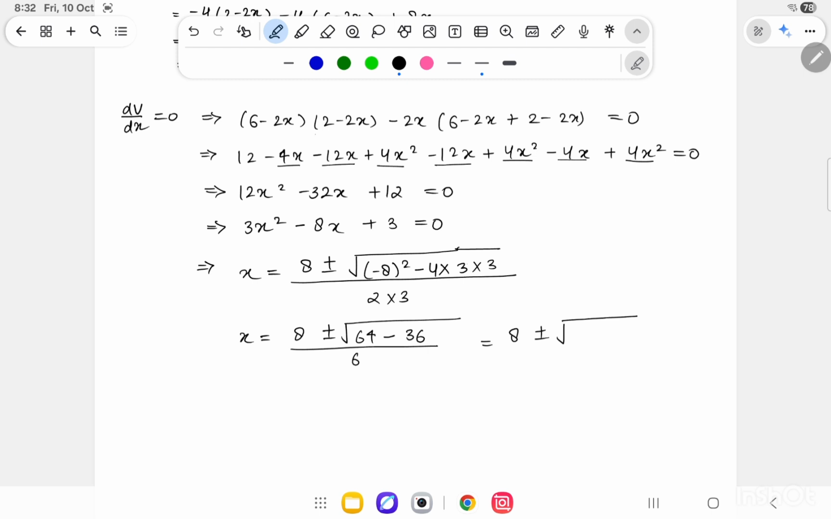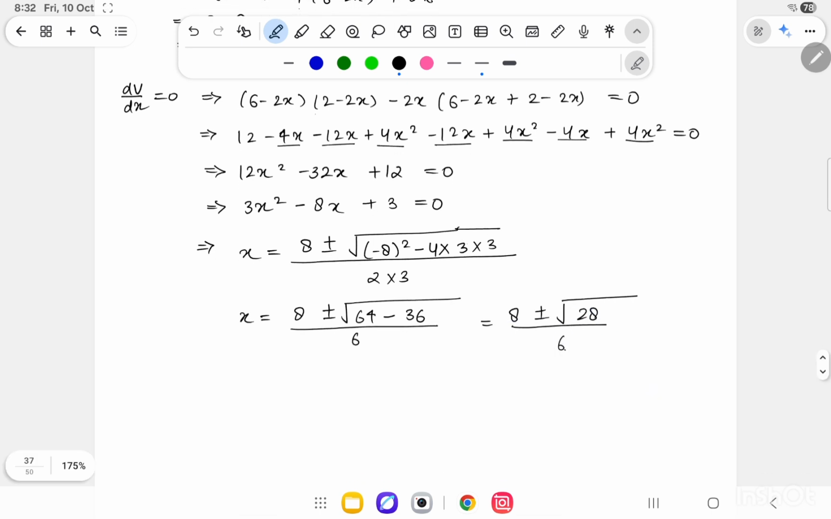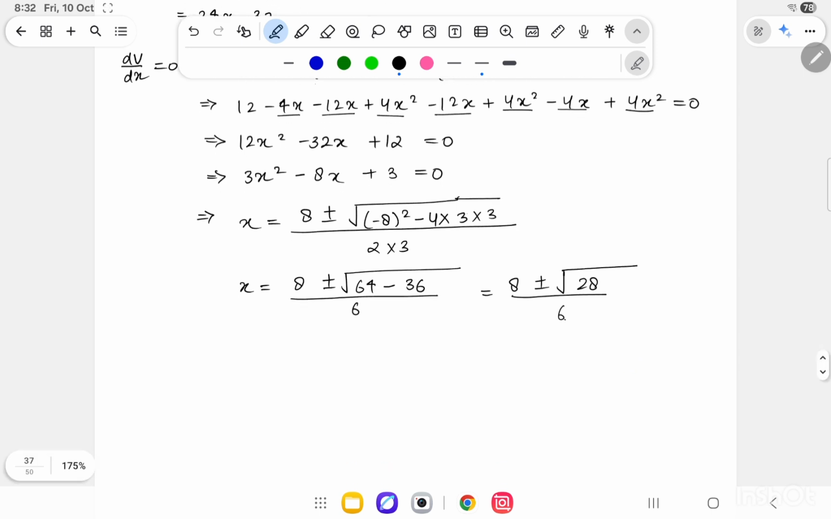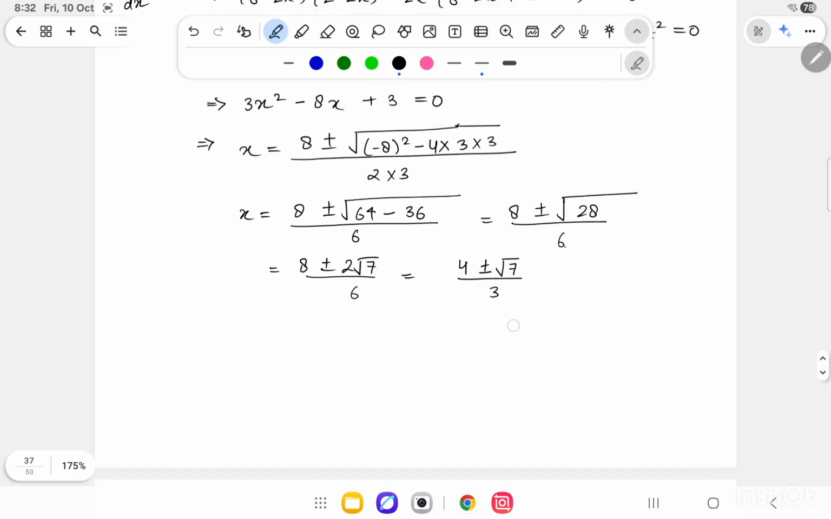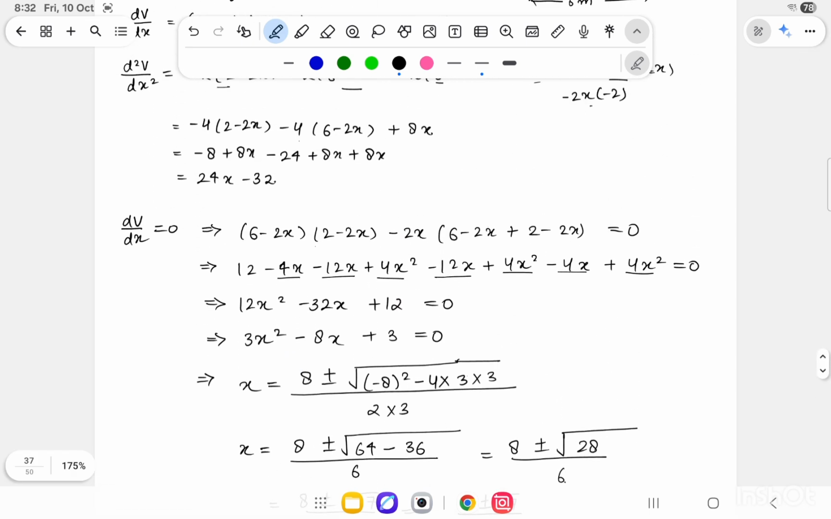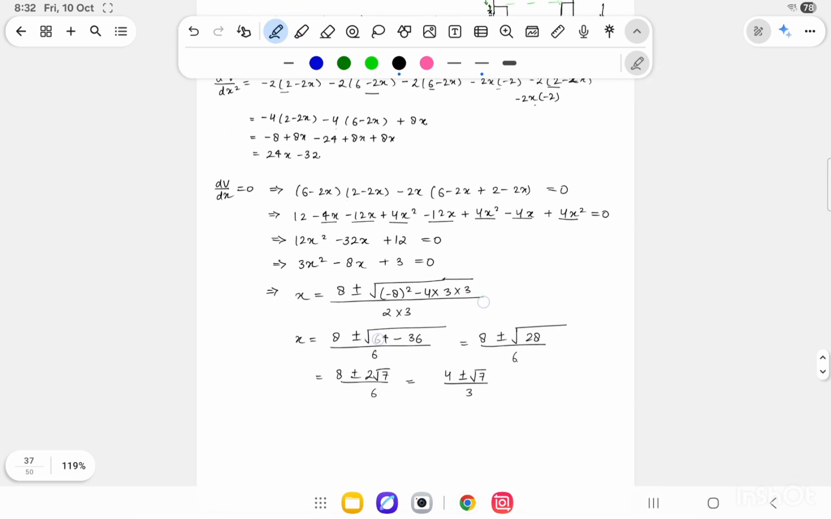64 minus 36 is basically 28, divided by 6, and I can write 28 as 7 times 4. So it will be (8 ± 2√7) / 6. So from here x is equal to (4 ± √7) / 3. So I got these two values of x, and I need to check for which value of x my double derivative with respect to x is giving minimum and maximum.